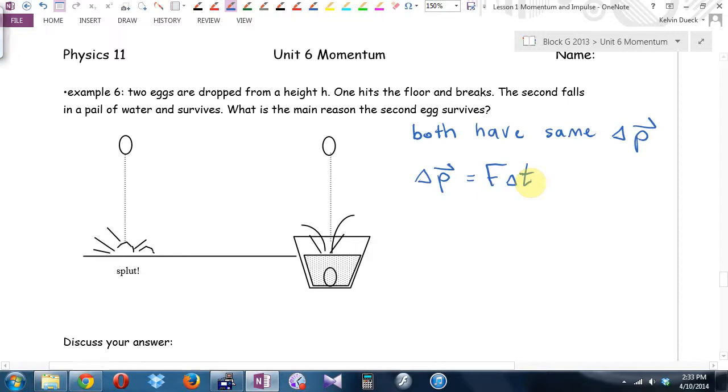And Valoria, you were right, but I'm going to see if we can actually use physics words. So, what did you say the pail does? Okay, if time gets bigger and we both have the same change in momentum, what must be getting smaller on the right-hand side if time is getting bigger? Ah, if that gets bigger, that gets smaller.